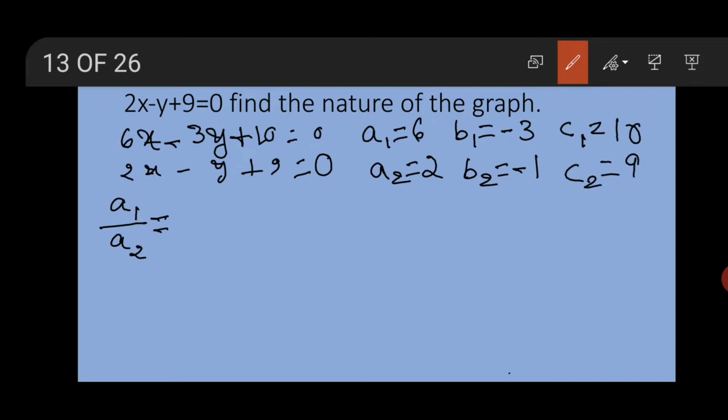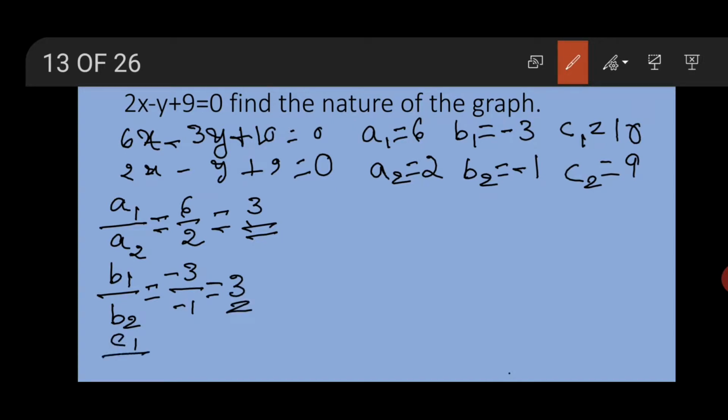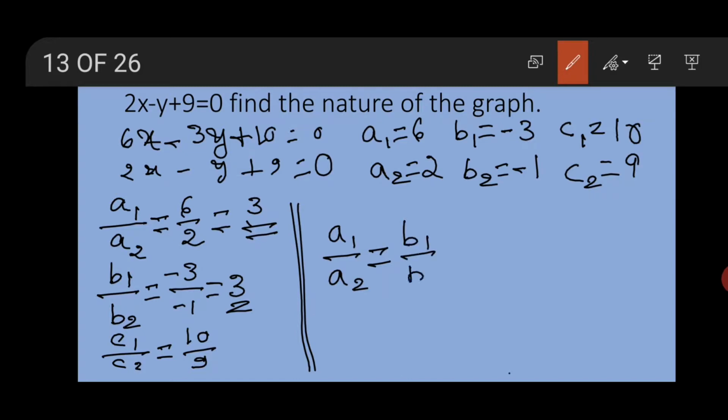Therefore a1 by a2 is equal to 6 divided by 2, which is 3. Then similarly b1 by b2 is equal to minus 3 divided by minus 1, which is 3 again. Then c1 divided by c2 is 10 divided by 9. We can observe here the ratio a1 by a2 is equal to the ratio b1 by b2, and it is not equal to the ratio c1 by c2.